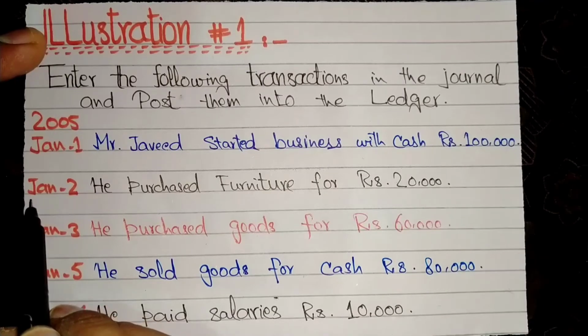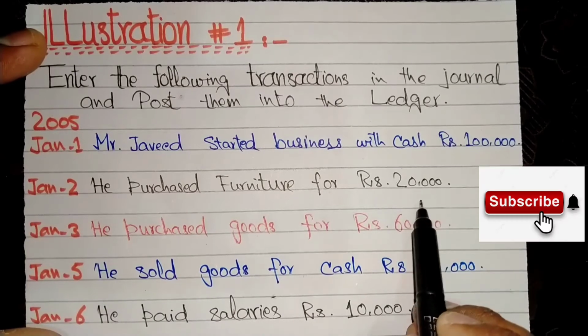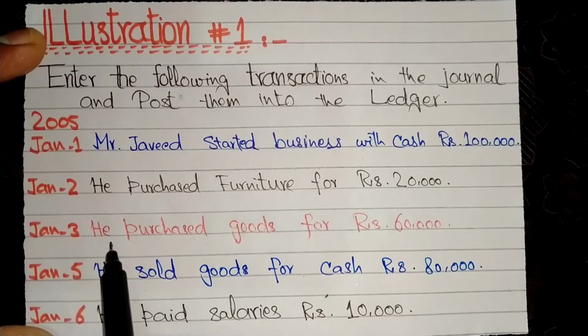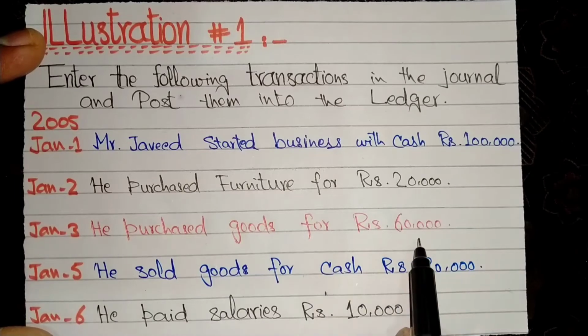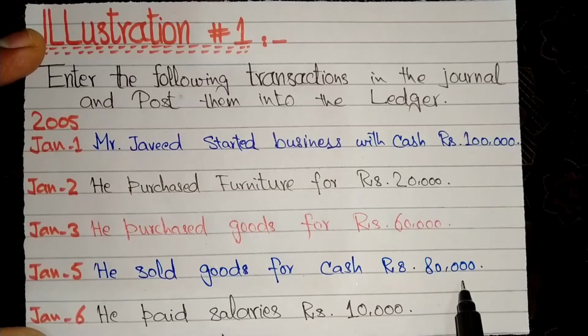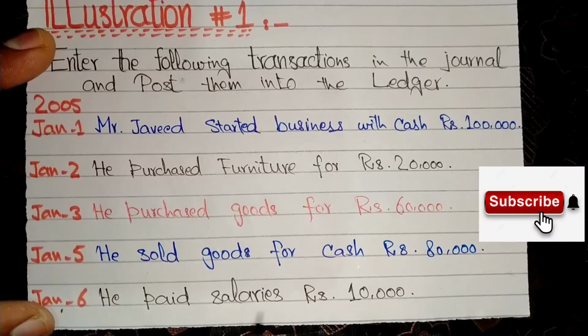The second transaction, on Jan 2nd, is that he purchased furniture for 20,000 rupees. The third transaction, on Jan 3rd, is that he purchased goods for 60,000 rupees. On Jan 5th, he sold goods for cash amounting to 80,000. The last transaction is that he paid salaries amounting to 10,000 rupees.